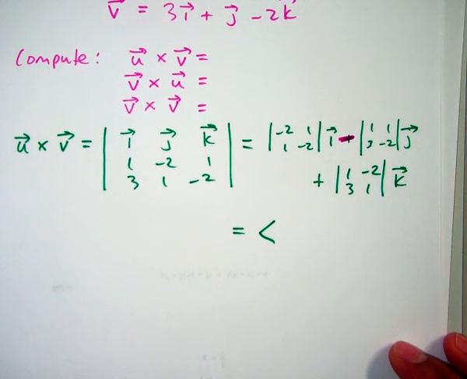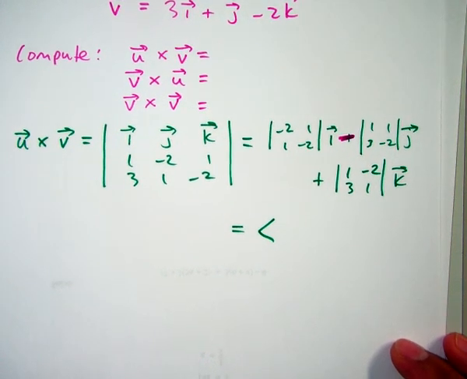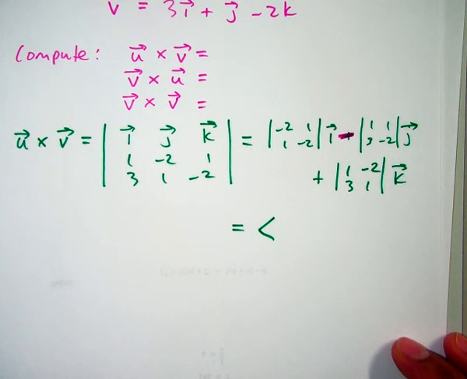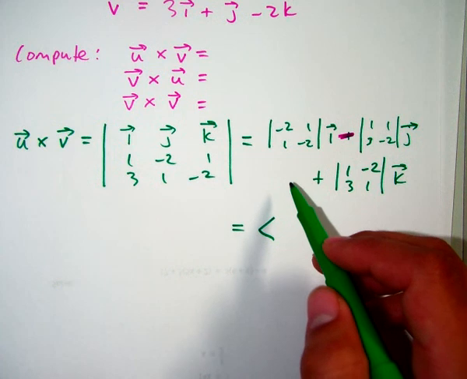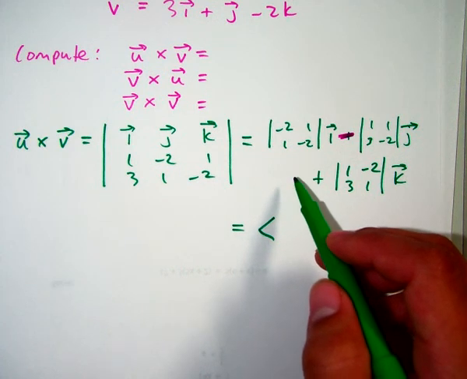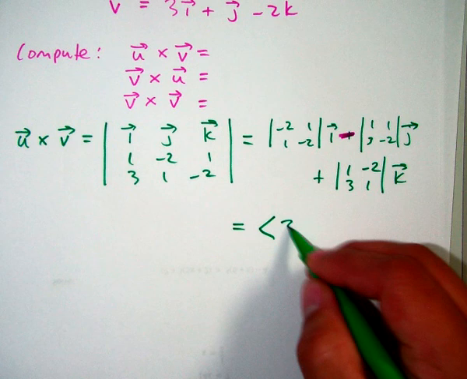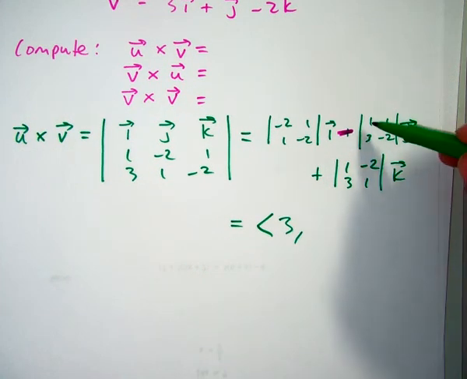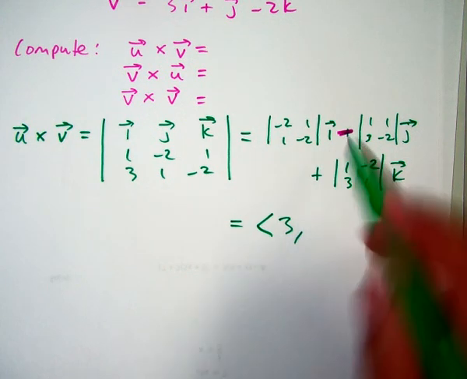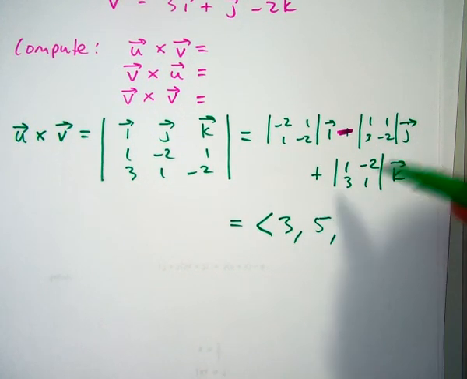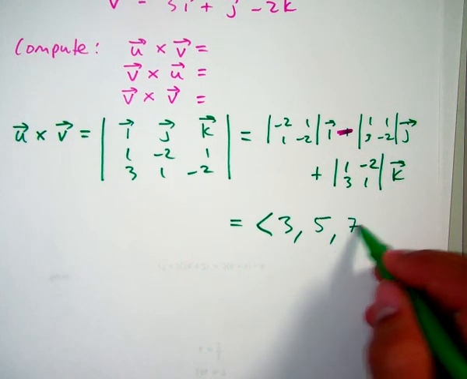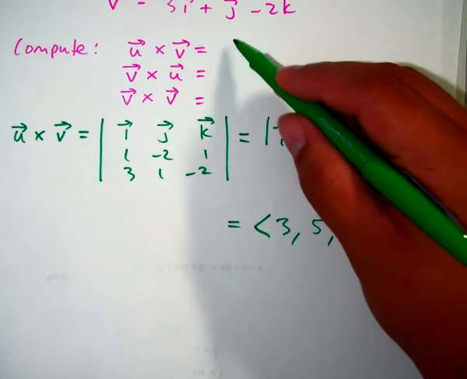Just to make sure, if you're setting up the first one correctly, it should look roughly something like this. And then now you just do each little determinant. So 4 minus 1 is 3. That's the first component. Here we do -2 minus 3, which is -5. However, there's a negative here, so it becomes 5. And then we do 1 minus -6, which is +7. So the first cross product should be 3, 5, 7.